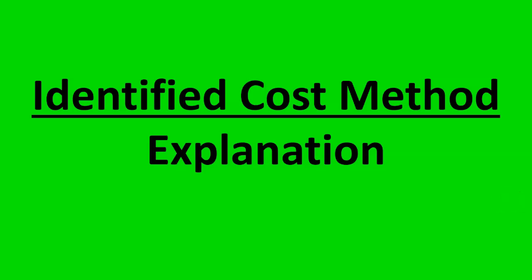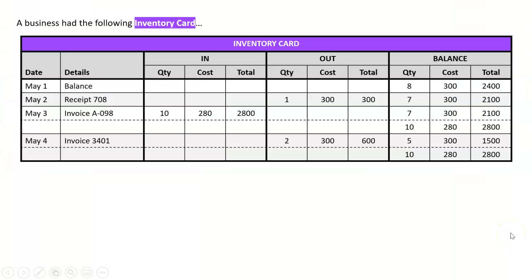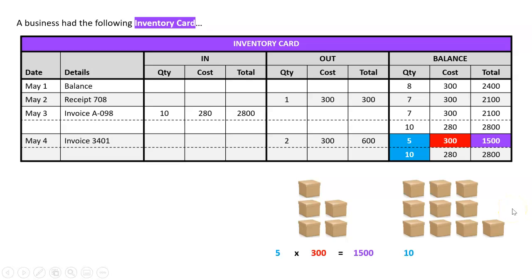The first method of inventory evaluation we're going to look at is the identified cost method. So let's explain it. Let's say a business had the following inventory card, and the important thing is to look at the last row here. On May the 4th, we had 5 units at $300 for $1,500 and 10 units at $280 for $2,800.